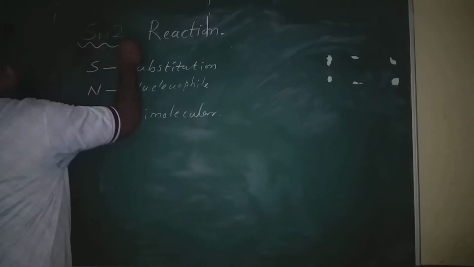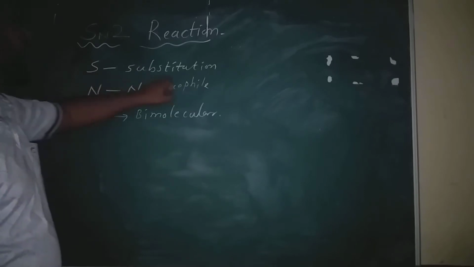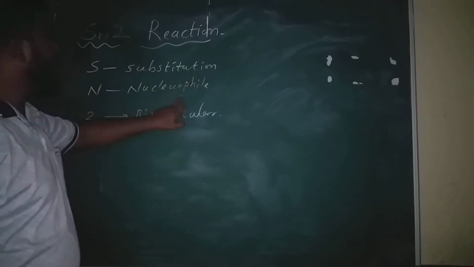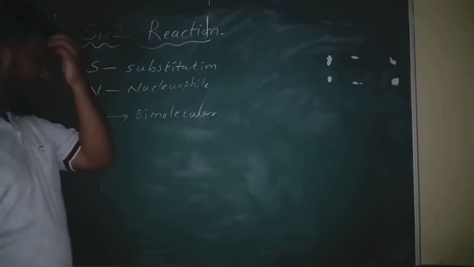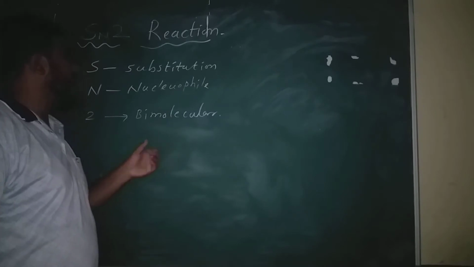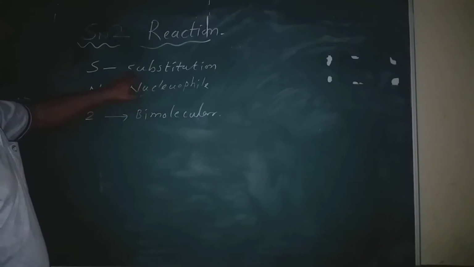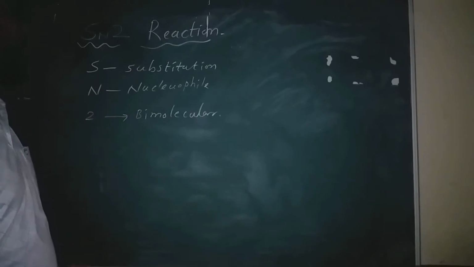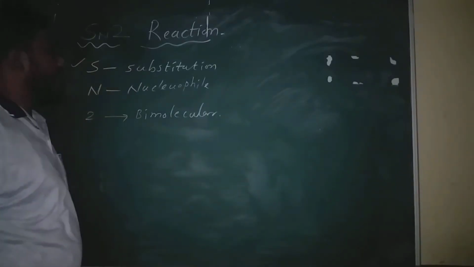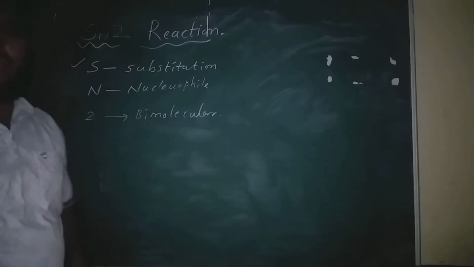So dear students, we are going to learn about SN2 reaction. Now SN2 reaction, what is the meaning of S? S means substitution, N means nucleophilic or nucleophile, and 2 means bimolecular. Two molecules are taking part, and the nucleophile attacks inside the reaction, that is a substitution reaction. Substitution, nucleophilic and bimolecular reaction, that's why it is called an SN2 reaction.